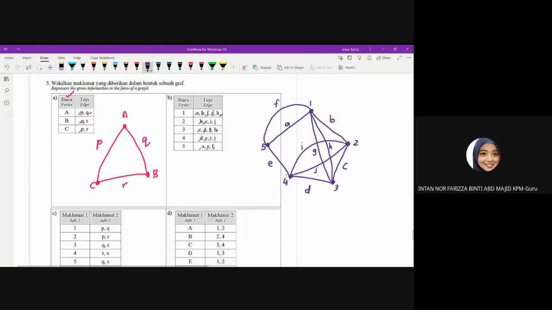Okay, dah. If you have done, please raise up your hands so that I can see how many yang dah siap, and we can proceed to the last 2 questions.